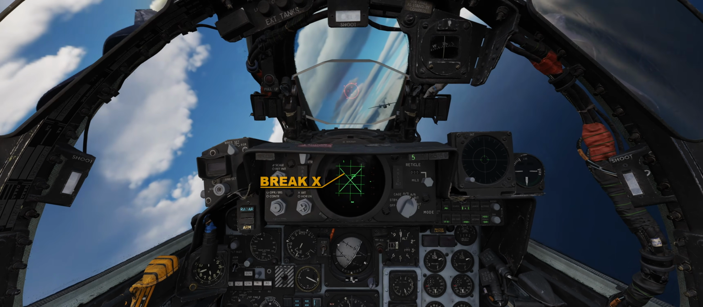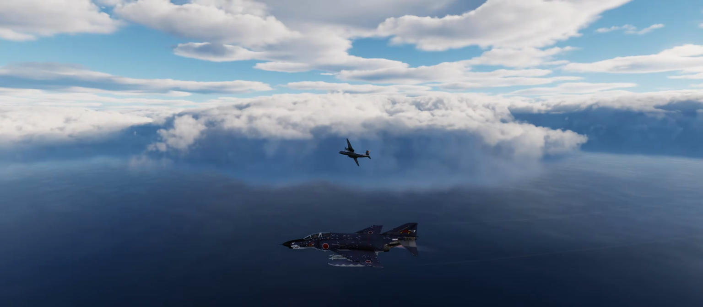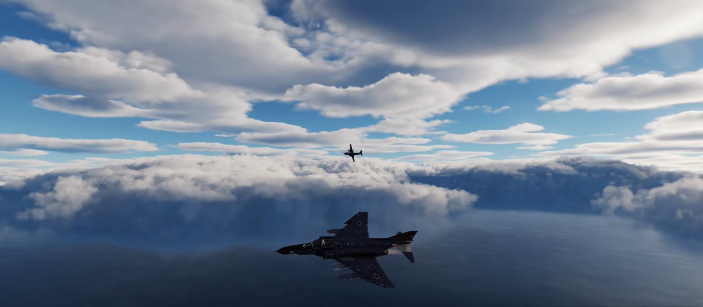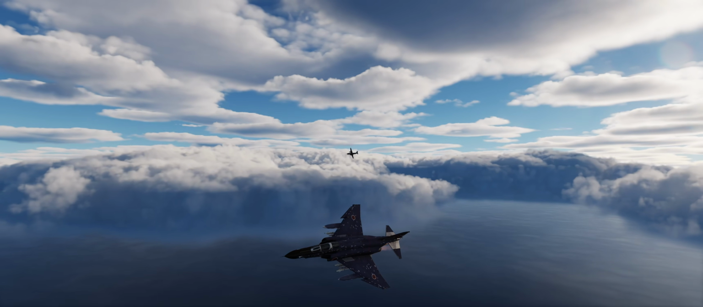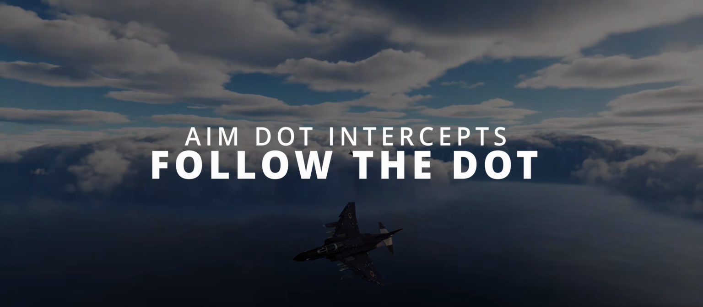The aim dot helps the crew to position the fighter correctly, and for players familiar with the Tomcat, it works more or less as the F-14's T. However, there's more to it. Follow the dot.